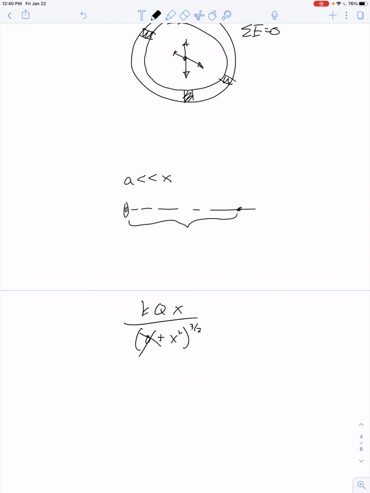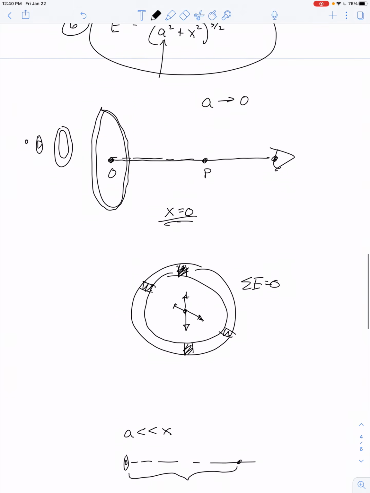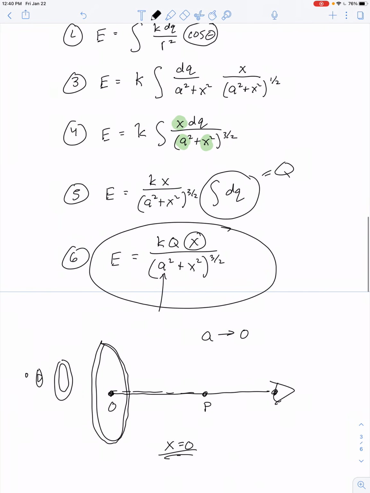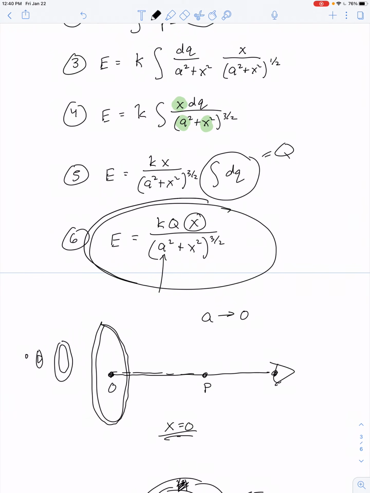In other words, kqx over x cubed, which is kq over x squared, which is the same as kq over r squared if we want to rename our variables. So again, it agrees with Coulomb's law. So once again, it seems as if we've verified our equation as being consistent with the extreme cases.